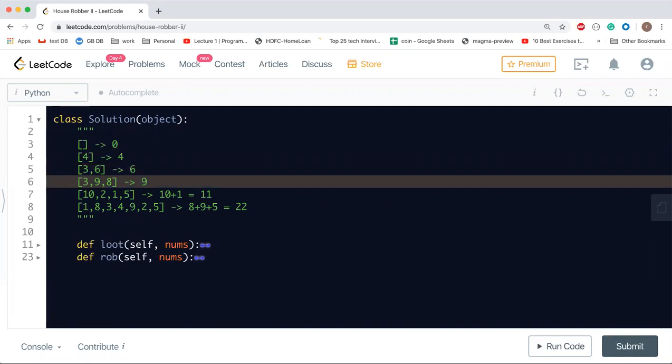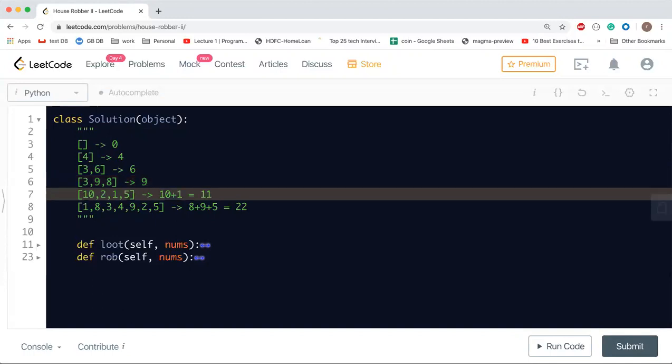Now take a look at the sixth line. There are three houses: 3 is connected to 9, 9 is connected to 8, 8 is connected back to 3. So we cannot choose 3 and 8 at the same time because they are connected. It's a circle. So again, the maximum loot possible in this is 9. Another example, there are 4 houses, all of them are connected in a circle. So the maximum loot possible in this is 10 and 1.